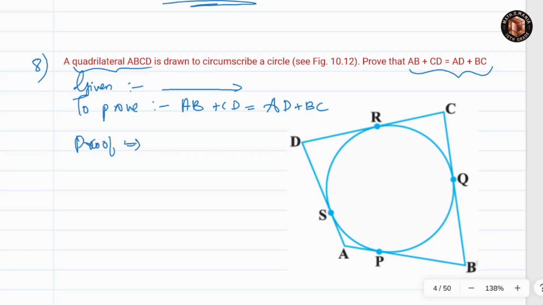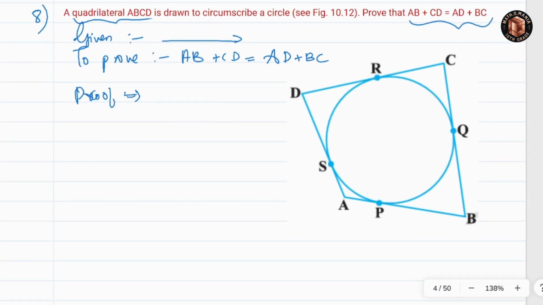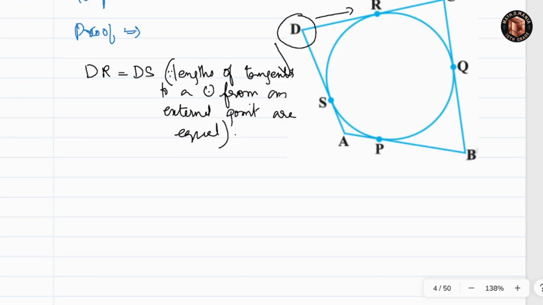Proof says that here, if I am considering this point D, D is an external point, right? DR and DS are the tangents from D. Therefore, I can write DR equal to DS. Why? Using our theorem: the lengths of the tangents to a circle from an external point are equal. That theorem you will have to write here. DR equal to DS, and that equation I am naming equation number 1.